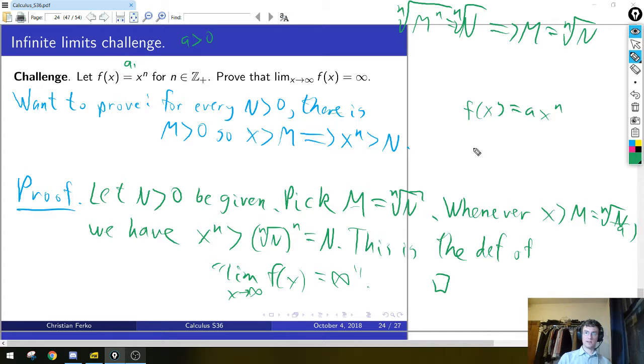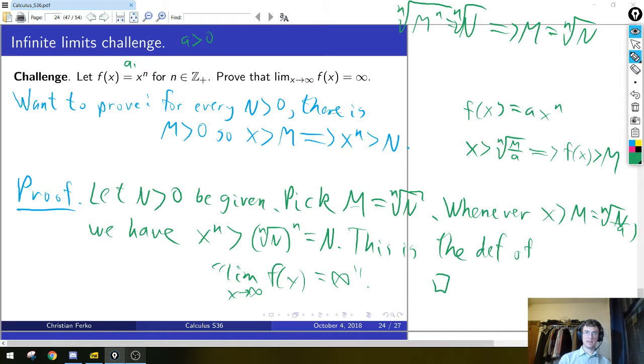So whenever x is greater than the nth root of m over a, then when I plug this in and raise it to the nth power, f of x is going to be bigger than m over a times a, which gives me an m. So for positive a, the proof is almost unchanged. You just change the pick for m a little bit.